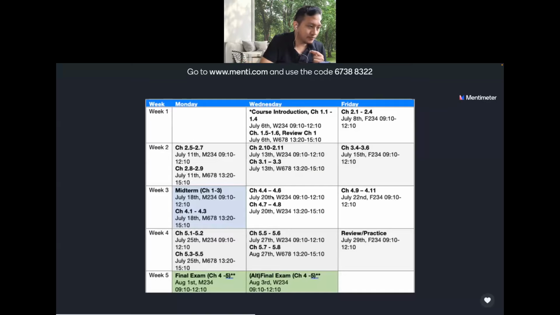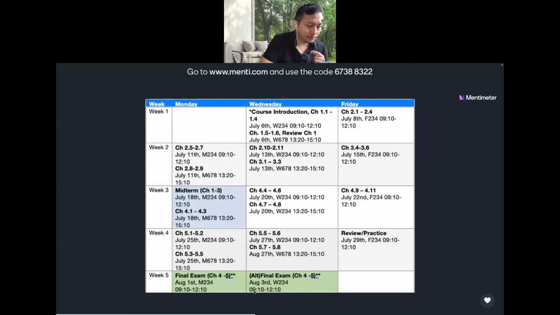If not, it will be very difficult for your scoring. So that's the midterm, and after that we will move to the matrix and vector calculus. After we finish the matrix and vector calculus, that will be the final exam topics. So the final exam will be about matrices and vector calculus.